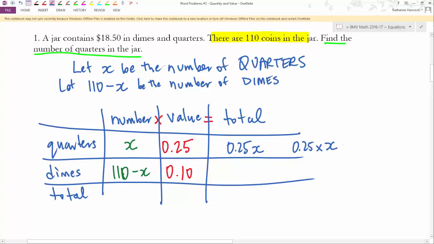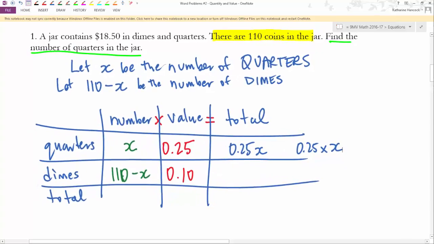And then similarly for the total value of the dimes, it's going to be 0.10 times the number of dimes I have. And that, if we wanted to work it out, would be, and of course I don't have a calculator handy. Sorry, just grabbing one. That would be 110 times 0.1 is 11. Oh, yeah, I'm just tired. 11 minus 0.10x.